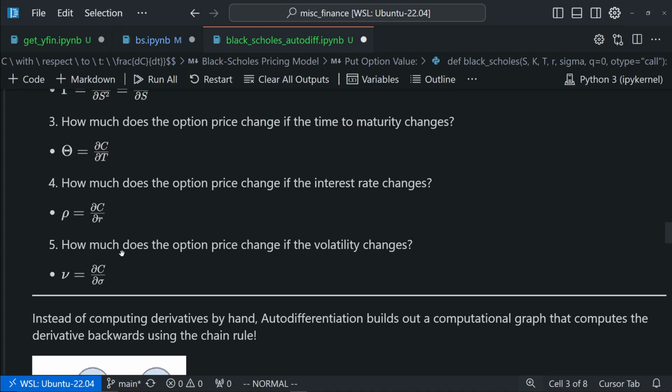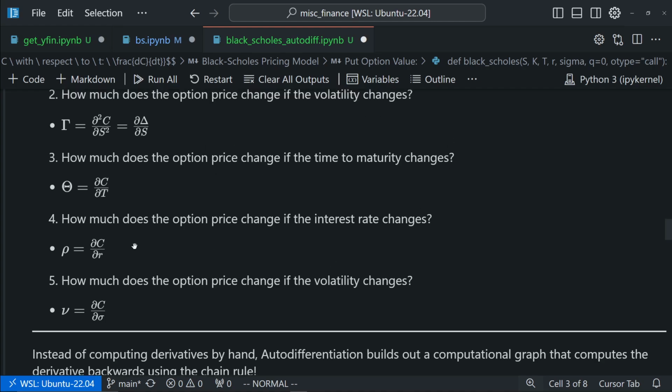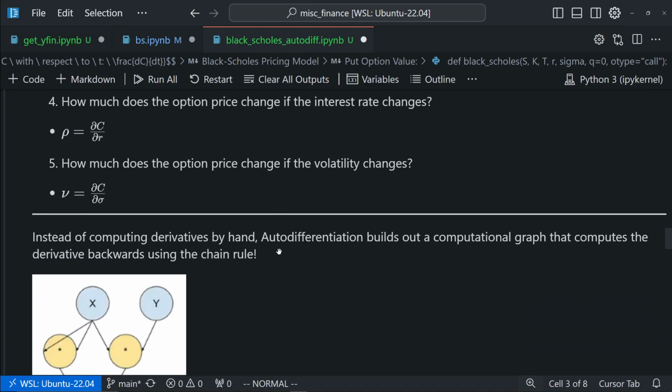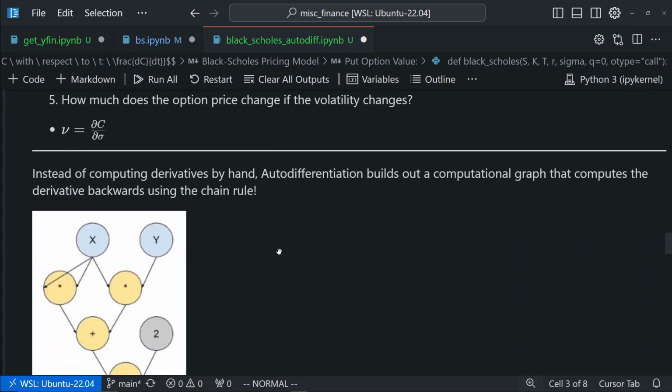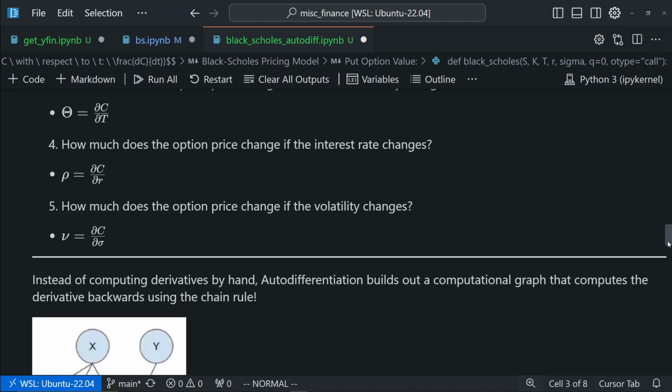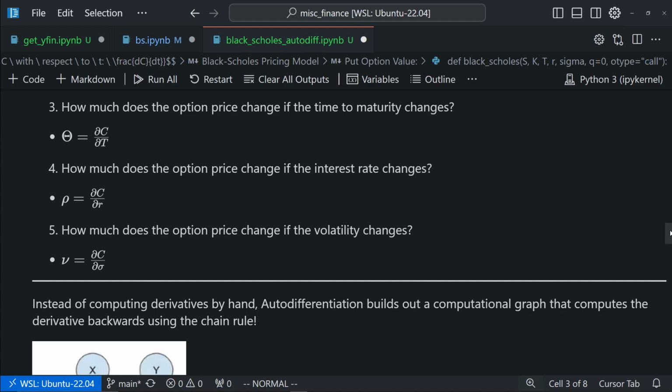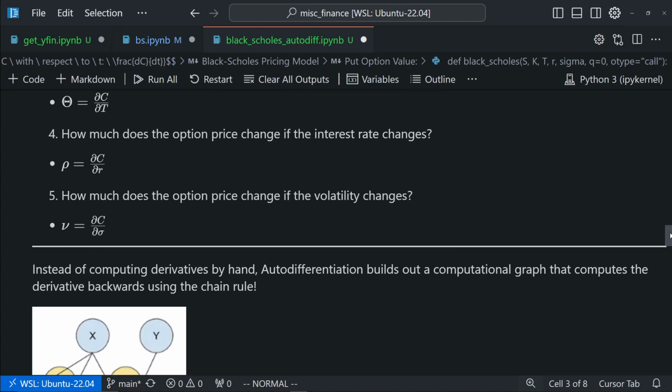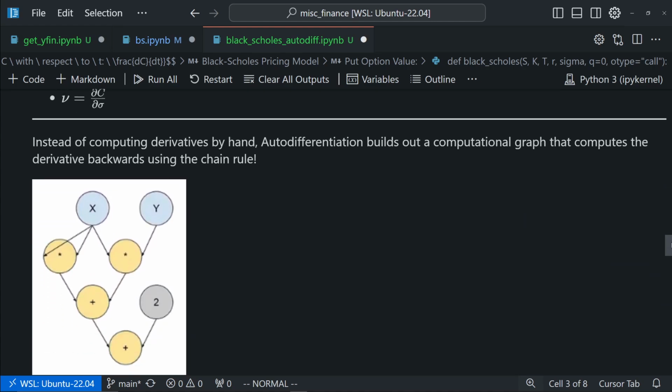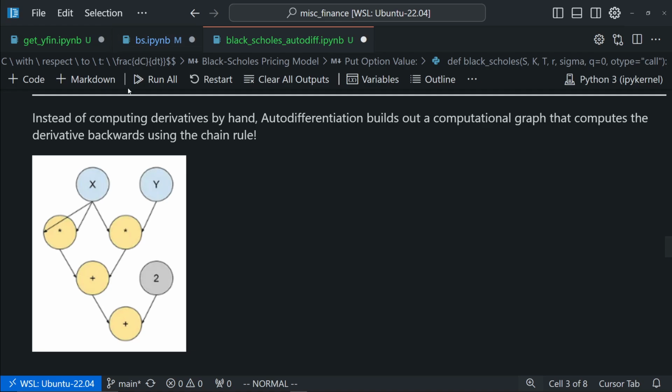And I will do a video on using this Autodiff library to compute the implied volatility, so keep an eye out for that if you're interested. So let's actually do this. Again, you don't really want to compute these derivatives by hand. If you add complexity to these models, it will become much more difficult. So we use Autodiff. Now, how do we do this?